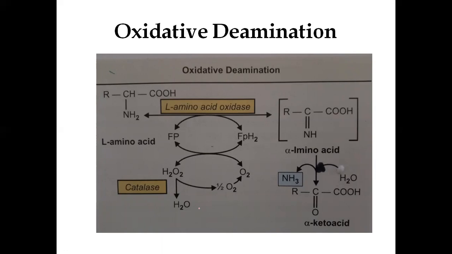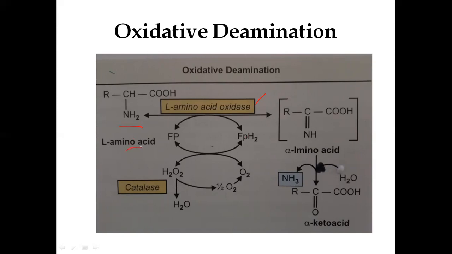Let's see the process of oxidative deamination. This oxidative deamination is mediated by the L-amino acid oxidases, which are tissue bound. They are very difficult to extract from the tissue, and they have the flavoprotein, that is the FMN, and they act specifically on the L-amino acid.